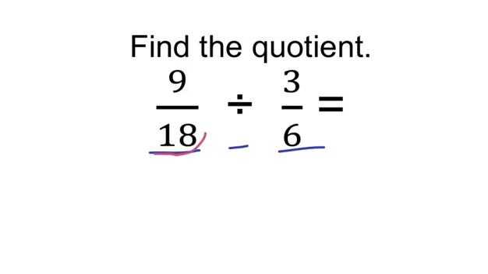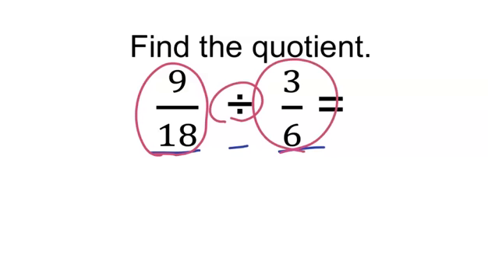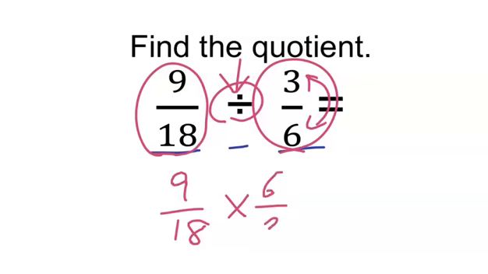Well, we're going to keep that, change that, and flip this to the inverse. So it's going to be 9 over 18 because we're keeping it. Instead of division, we're going to make it multiplication. And we're going to flip this. So it's going to be 6 over 3.